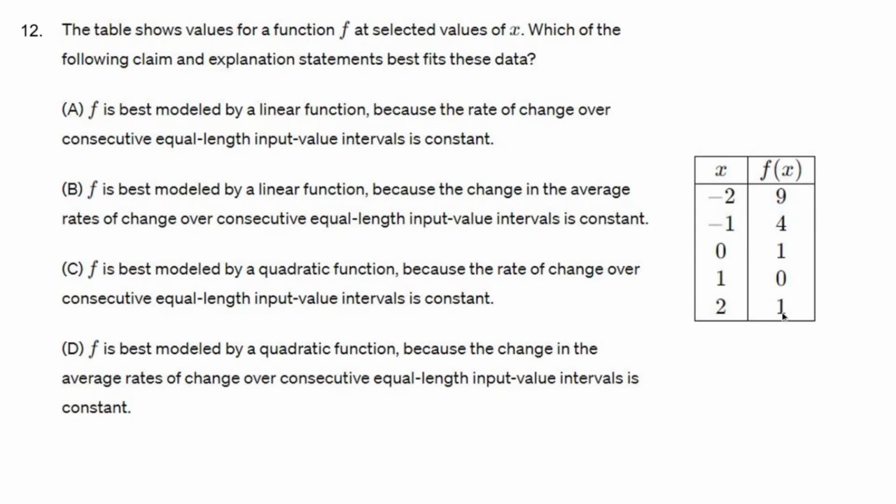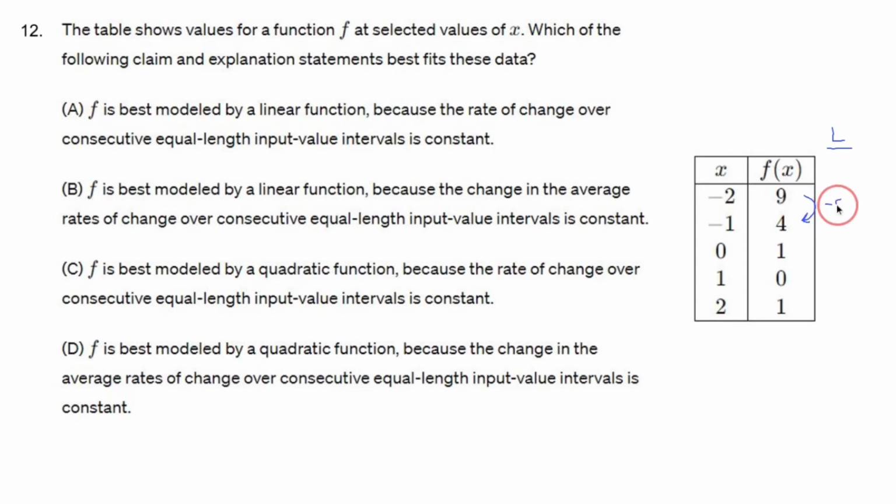Well, it's not linear. The reason I know it's not linear is it went from 9 to 4 to 1 to 0 to 1, which means, if I graph it, it's not a straight line. But what you're supposed to do is find the rate of change. The first round of finding the rate of change would determine whether or not something is linear.